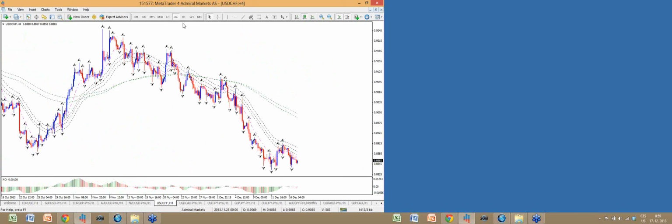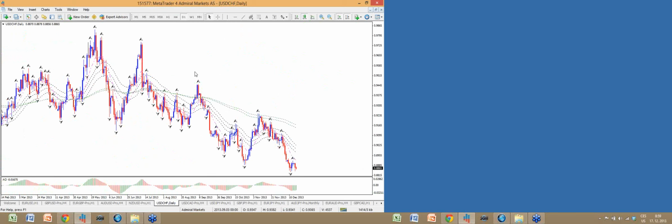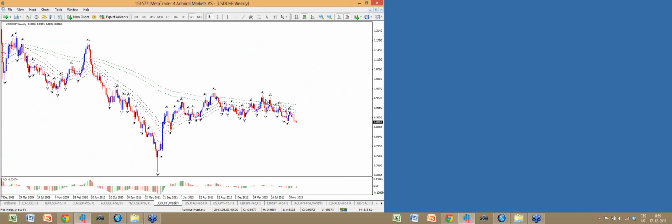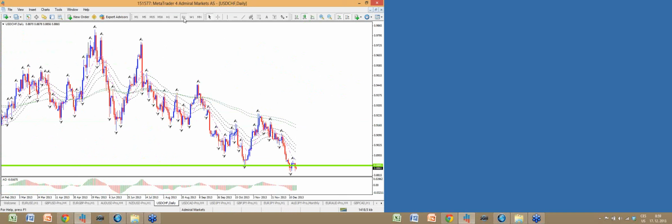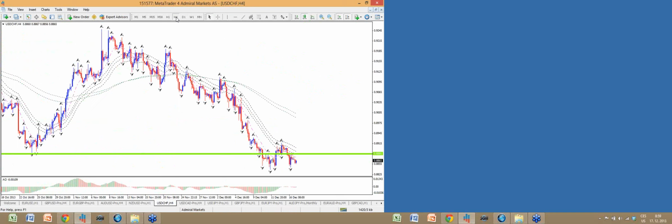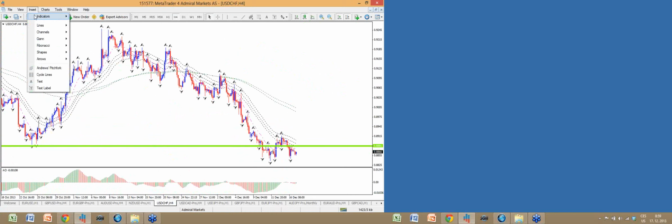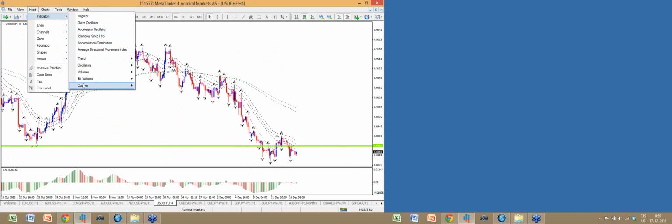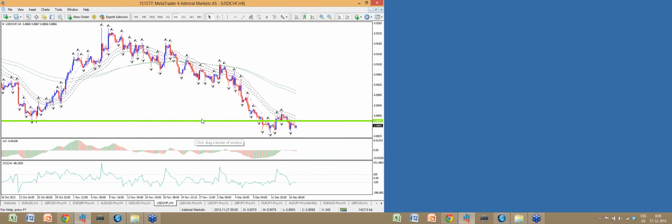Dollar Swiss, excuse me, going into very low territory, breaking even this support. Let's take a look at the CCI here. Maybe we are in an oversold position. Is there divergence, for example? Those kind of questions we might want to take a look at.